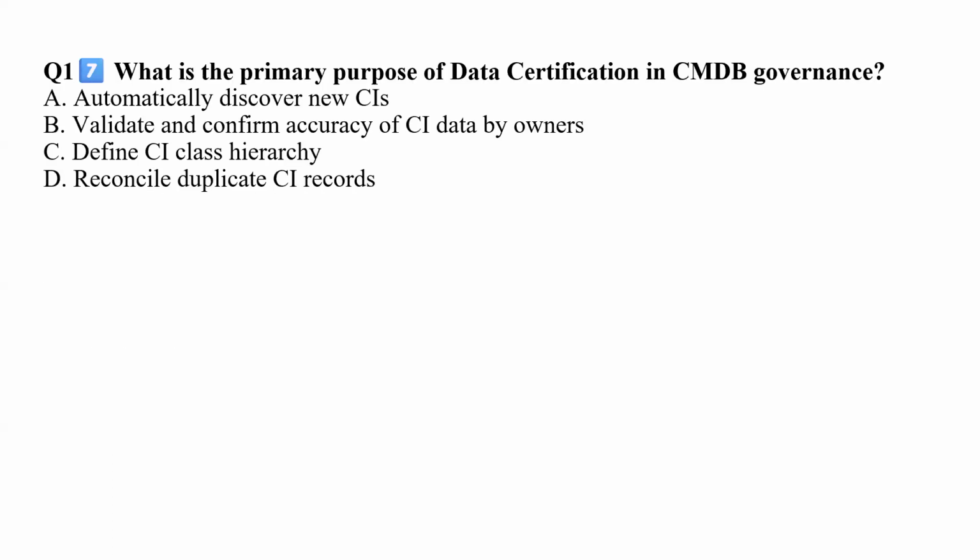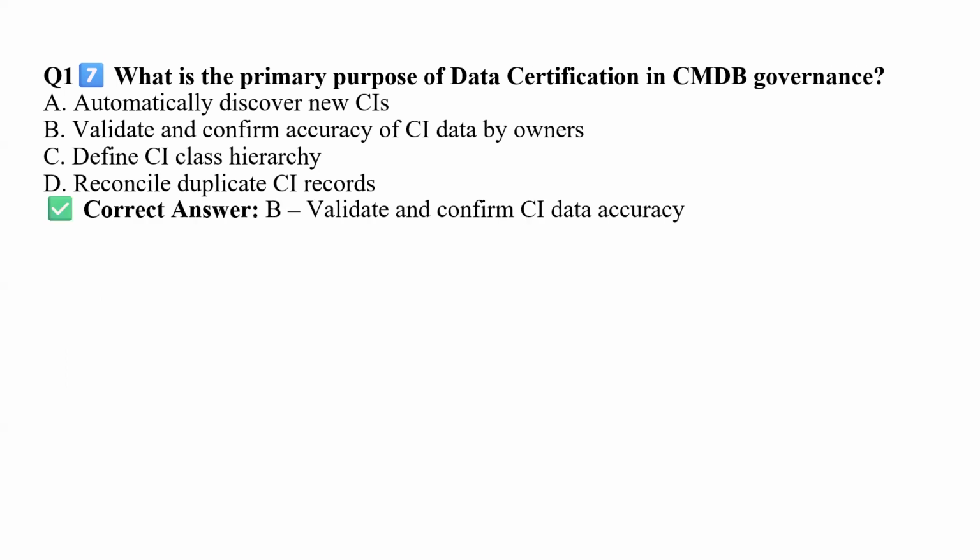So what is the primary purpose of data certification in CMDB governance? Option A, automatically discover new CAs. Option B, validate and confirm accuracy of CA data by owners. Option C, define CA class hierarchy. Option D, reconcile duplicate CA records. The correct answer is option B, validate and confirm CA data accuracy.